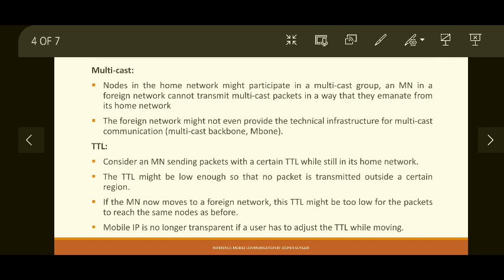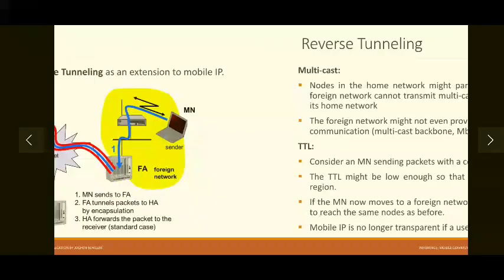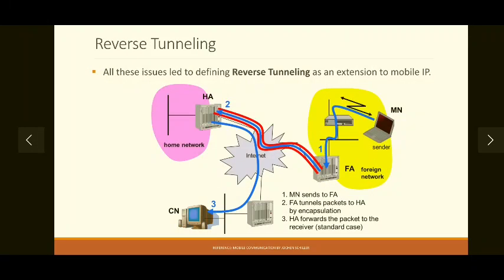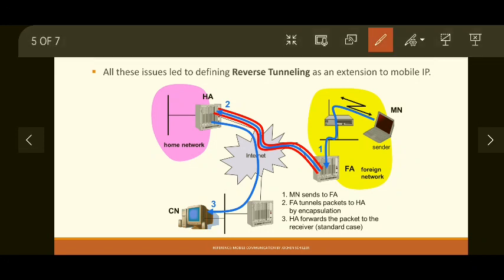So how do we overcome these issues? The simple solution is using reverse tunneling. All these issues led to defining reverse tunneling as an extension to mobile IP. What exactly is reverse tunneling? We have already seen what tunneling is. The tunnel starts here and ends at the foreign agent.